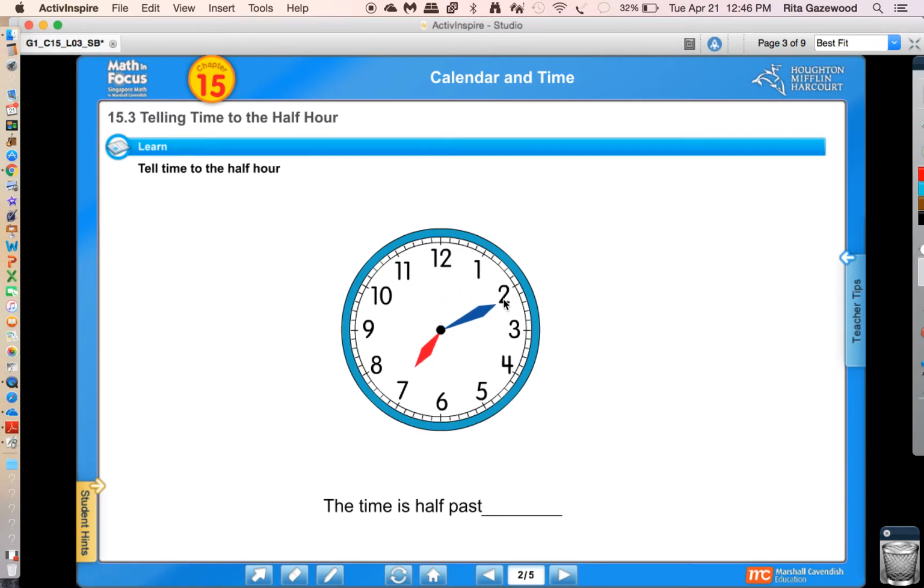5, 10, 15, 20, 25, 30. So it is half past. What has it gone past? That's right, it's half past 7.